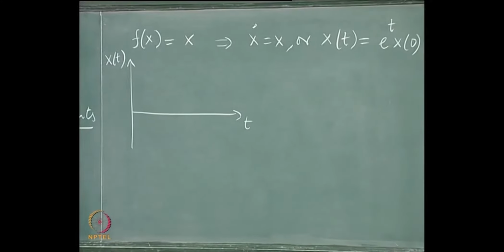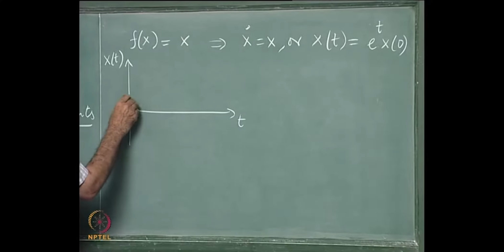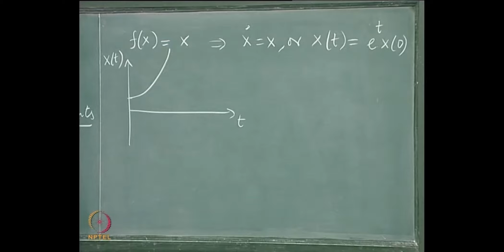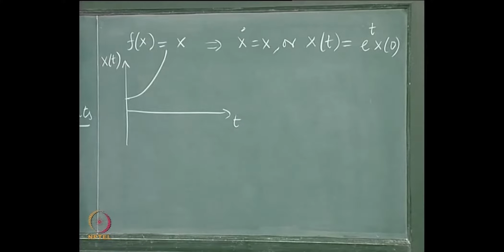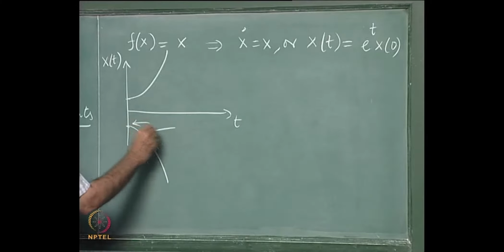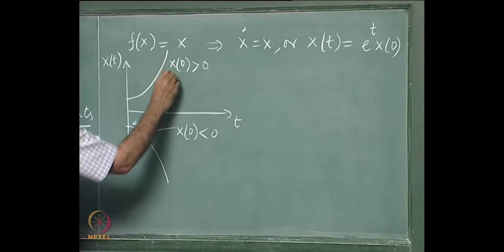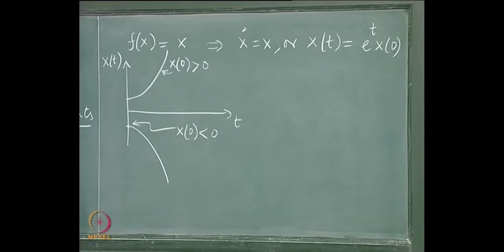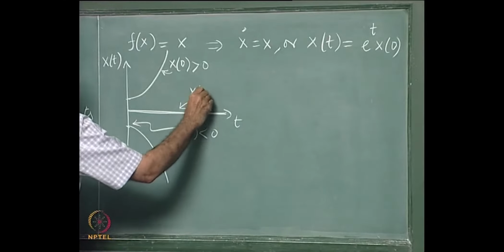It is immediately evident that if I start with a positive value for x of 0, a positive initial condition, then it starts at this point and takes off exponentially fast as a function of time, diverges like e to the power t. If on the other hand x of 0 were negative, it would diverge in this fashion. So this corresponds to x of 0 less than 0, and this is x of 0 greater than 0. If x of 0 should happen to be 0, you started with 0 as the initial value, then of course you remain right here on this graph itself. So this would correspond to x of 0 equal to 0.